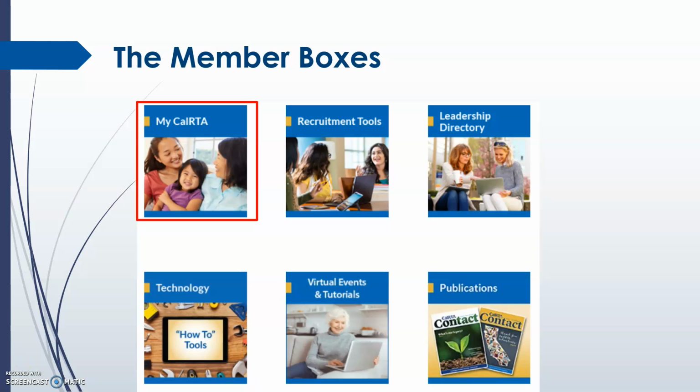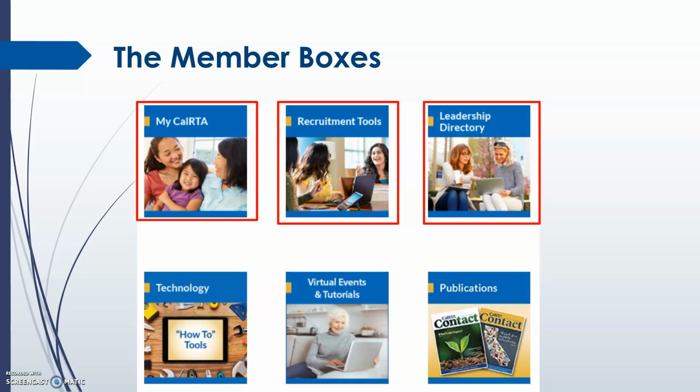Clicking on My CalRTA will allow you to change any personal information, such as name, address, email, or other contact information. You can also file an expense claim form on this page. Divisions that are working hard to recruit new members can find a number of excellent resources on the Recruitment Tools page. You can search for state, area, or division leaders by accessing the Leadership Directory and using the search feature.